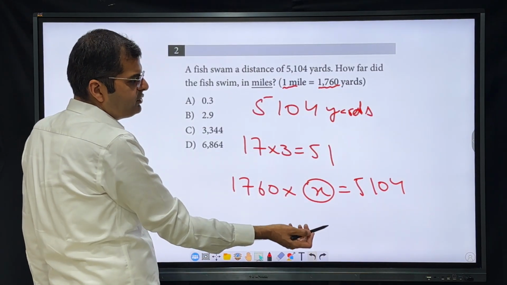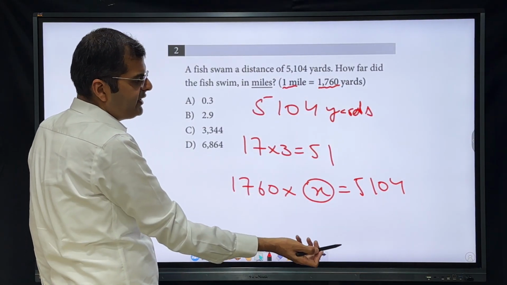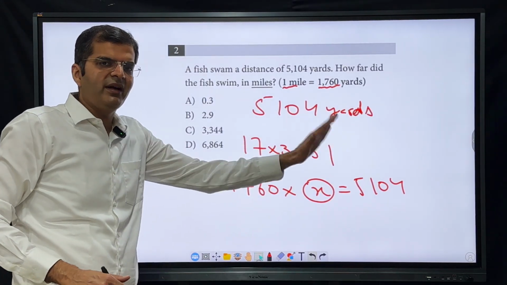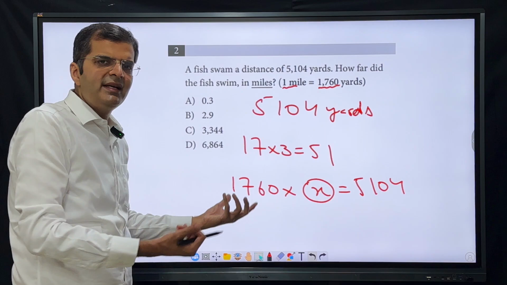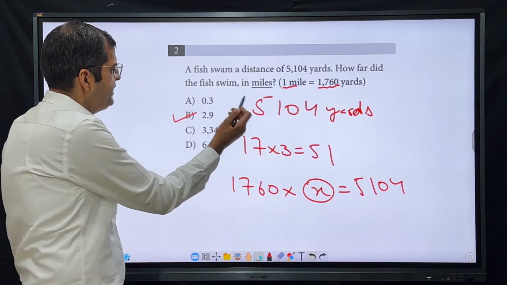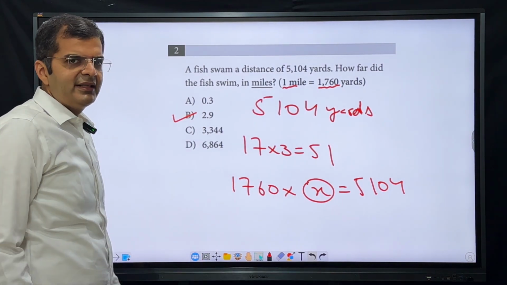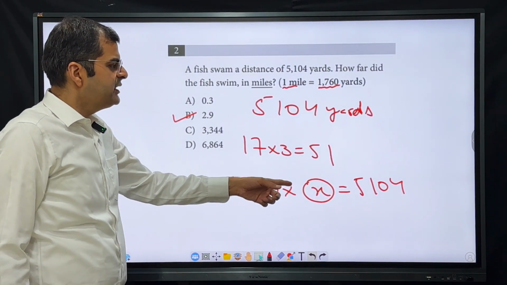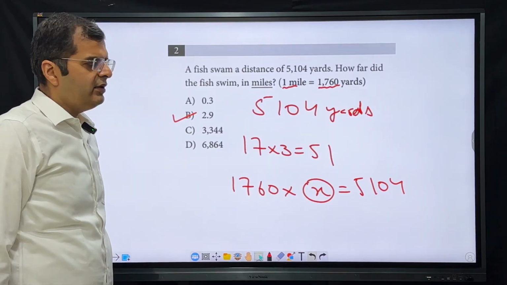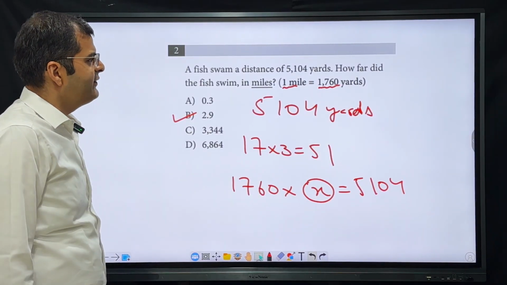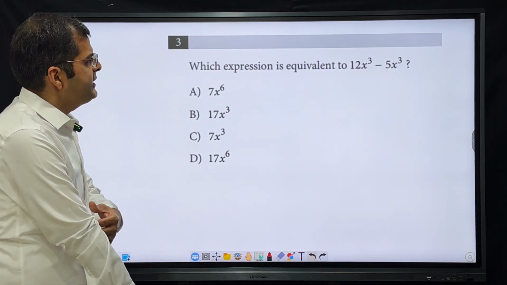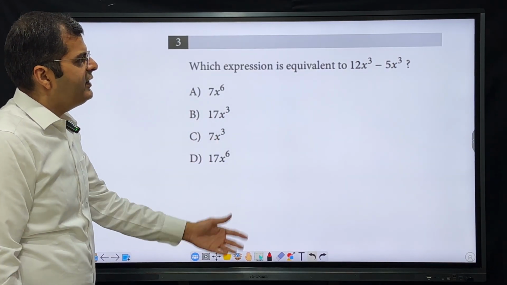x has to be around 3 only, because 17 times 3 is 51. So 1700 times 3 is 5100. So x has to be slightly less than 3. So answer option B, 2.9, states slightly less than 3. That is the answer. If you want to find the exact value, you can use this: x will be 5104 upon 1760.